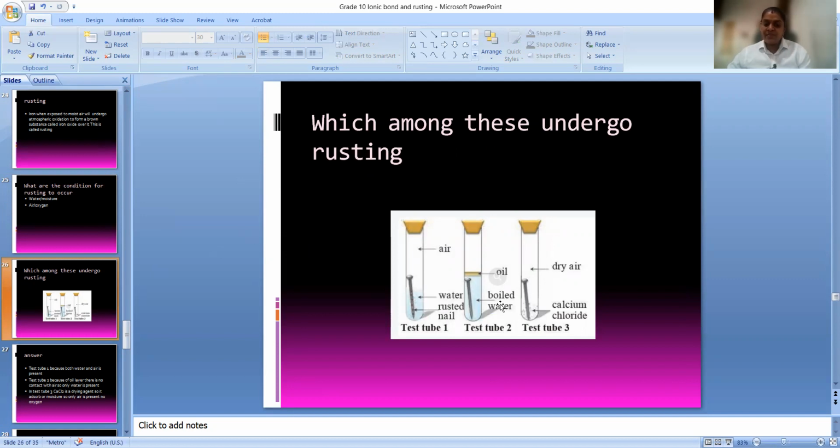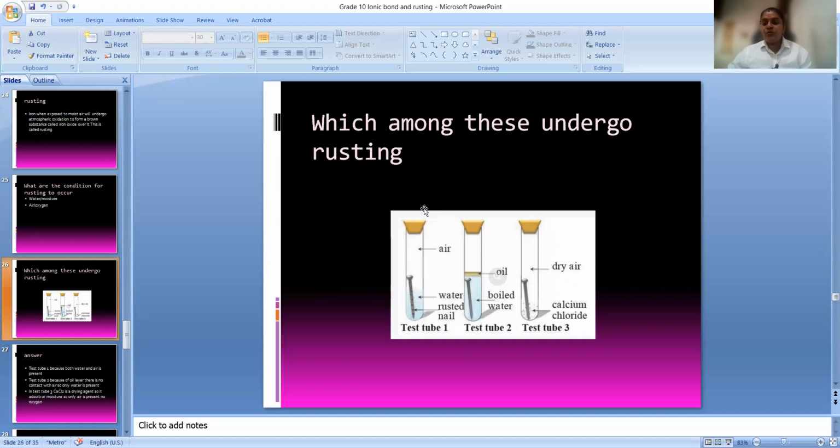And another test tube we have taken, then boiled water we have taken, and we put 2-3 drops of oil over it. And another test tube we have taken, inside that we put calcium chloride, and we close all that, and we kept it for 2 to 3 weeks. So what happened? We have noticed that rusting takes place only in the test tube with water. Okay. So what is the reason for that?